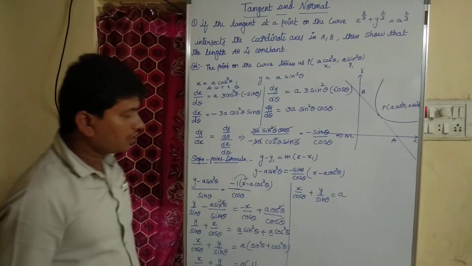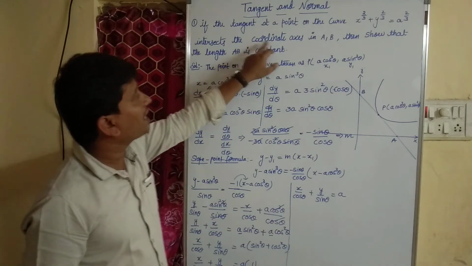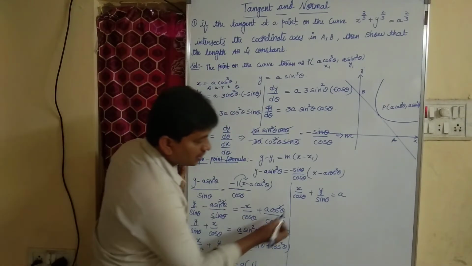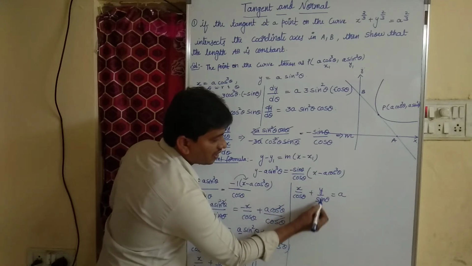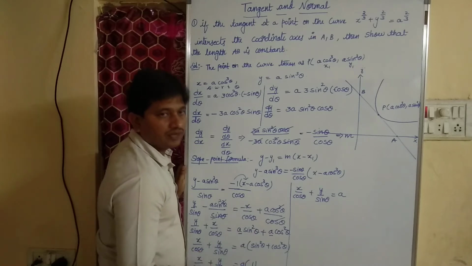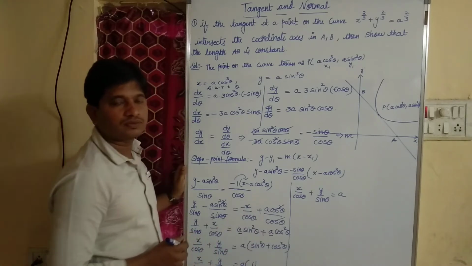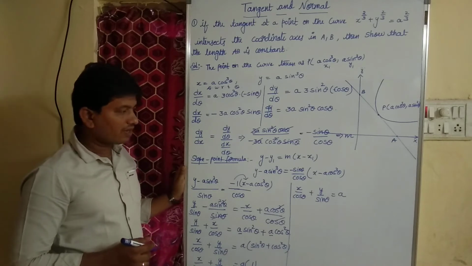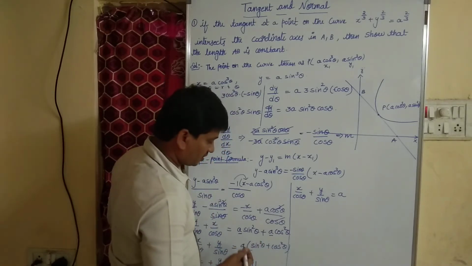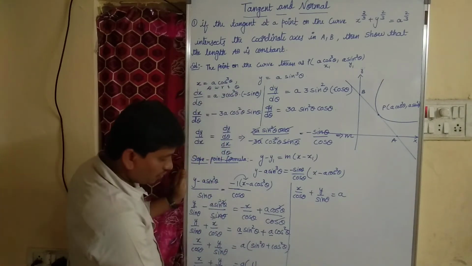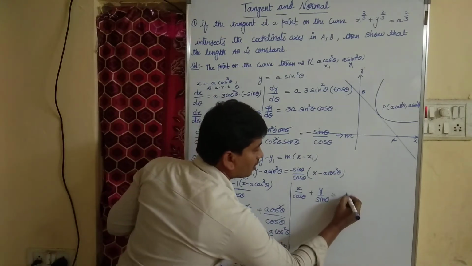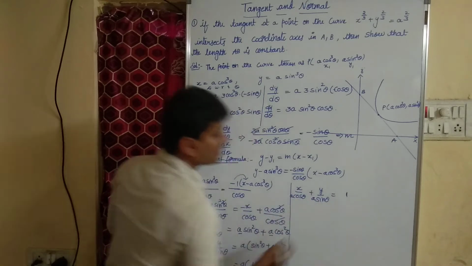If you observe properly, the coordinate axes meet the line at A and B, then show that the length of AB is constant. So as this is x intercept A and this is y intercept B, we have the formula for x intercept A and y intercept B: x by A plus y by B equal to 1, right? So here a into 1, as a is multiplying here, let me transpose. What will happen here? x by a cos theta plus y by a sin theta equal to 1.